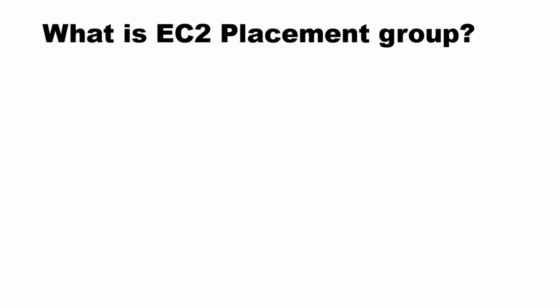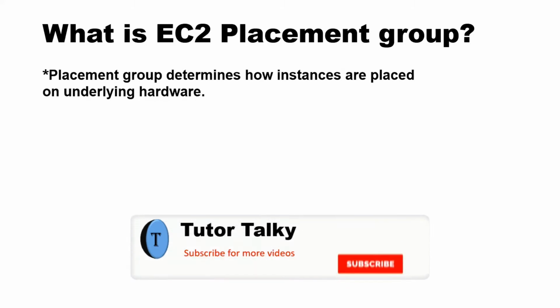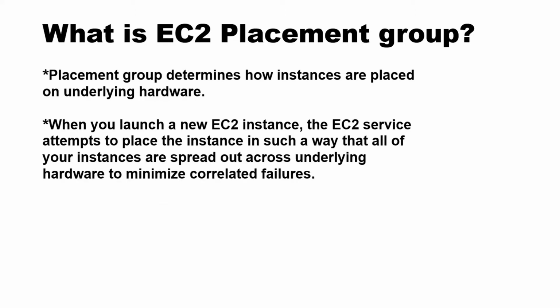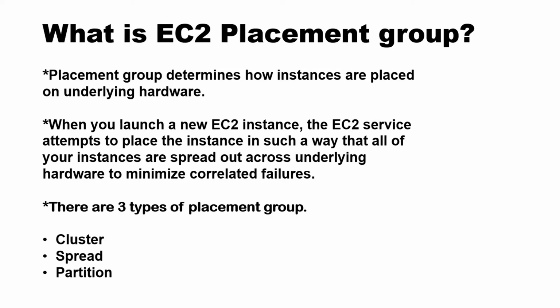What is a placement group? A placement group determines how instances are placed on the underlying hardware. That is, when you are launching an EC2 instance, the EC2 service attempts to place the instances in such a way that they are spread out across underlying hardware to minimize correlated failure. So it is like a cluster that you have used in your environment. It is used for fault tolerance, and for that we are using the placement group. There are three types of placement group: cluster, spread and partition.